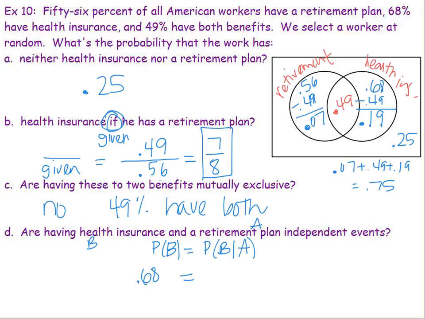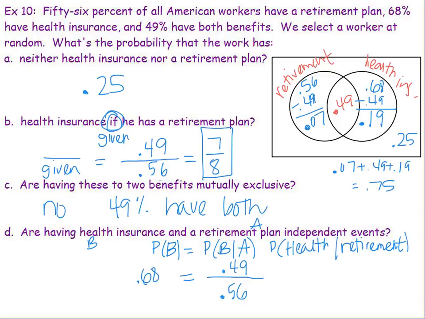So now on the other side, we need to find the probability that they have health insurance given they have a retirement plan. So, givens always go on the bottom. So the retirement given, if you look back up in your words, was 56%. The numerator needs to be the both. So what's the probability that they have the retirement plan, which we know is a given, and they have health insurance? That was 0.49.